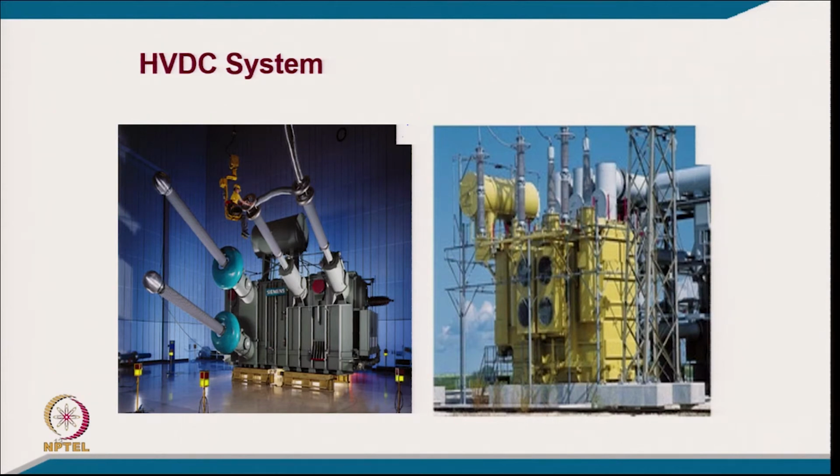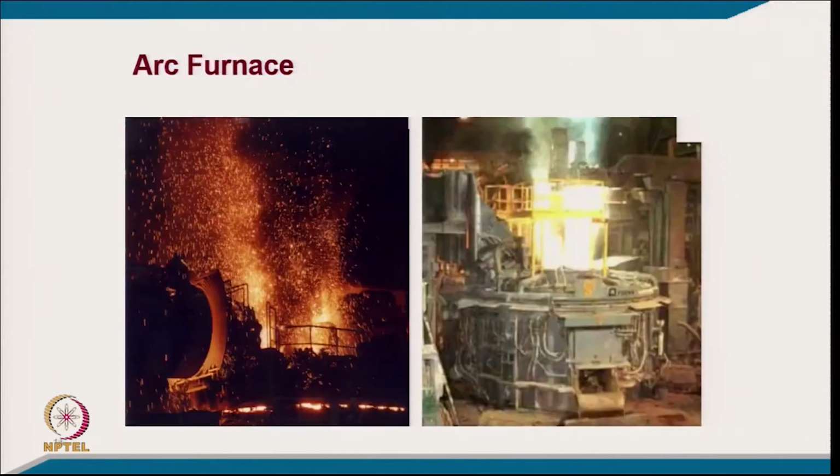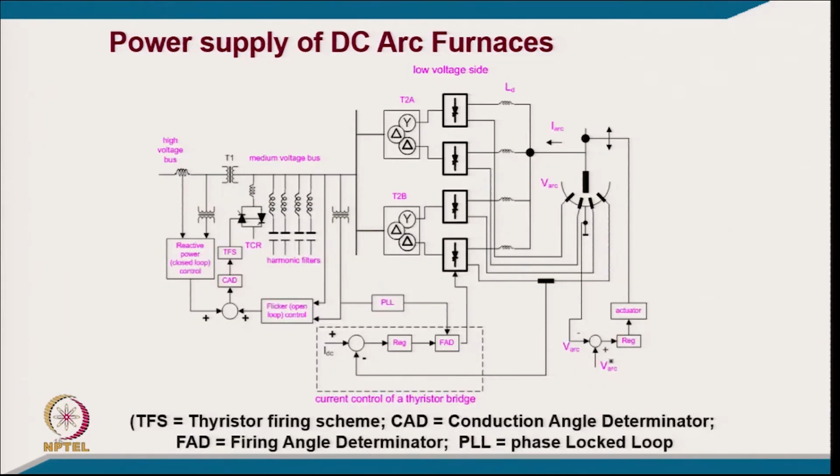Then HVDC. The HVDC system has gone, even with the thyristor converter, up to a 6 gigawatt HVDC line. So, each converter station is of the order of that power rating, 6 gigawatt means 6000 megawatt, but of course, lower power is also there. Then arc furnaces for 3 phase, which convert AC to DC, and later you can use the DC for these furnaces, and this is the typical example of a power supply for a DC arc furnace.